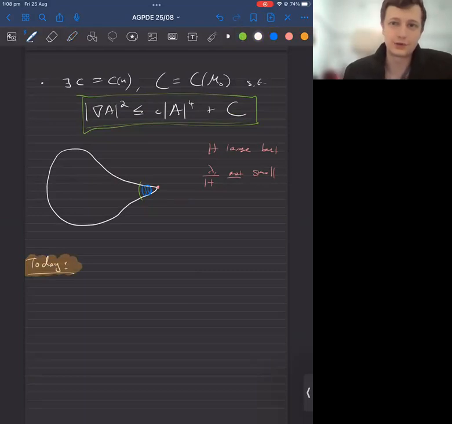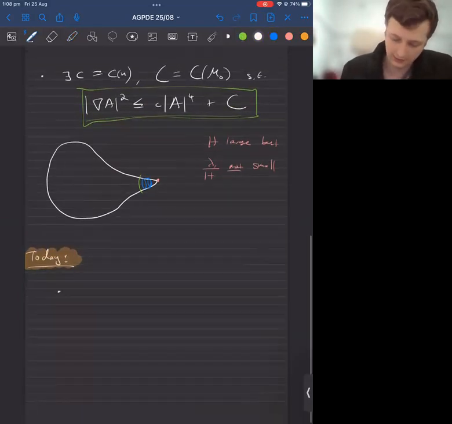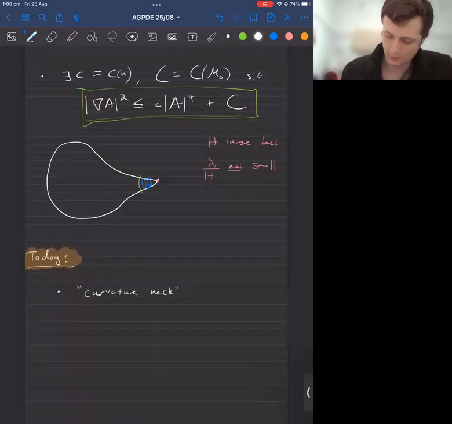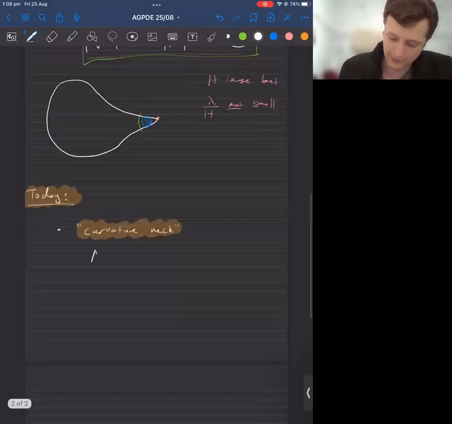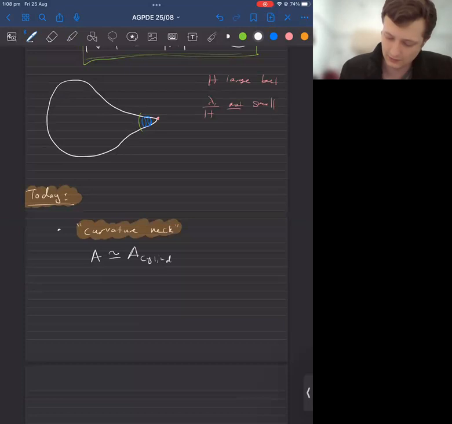Okay, so today we're going to look at two kinds of necks in detail. The first one is the so-called curvature neck, which is what we're already seeing when we look at our 2-convex mean curvature flow. That means, roughly speaking, that our second fundamental form is like that of a cylinder. There's one small eigenvalue and the others are very close to each other, maybe in some ball.